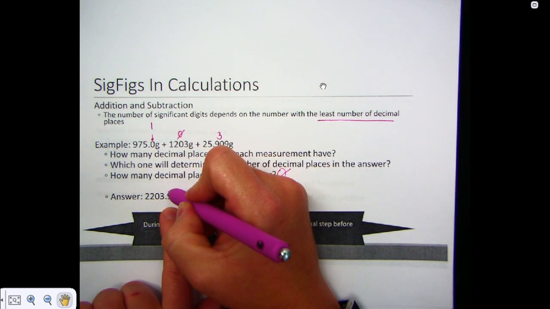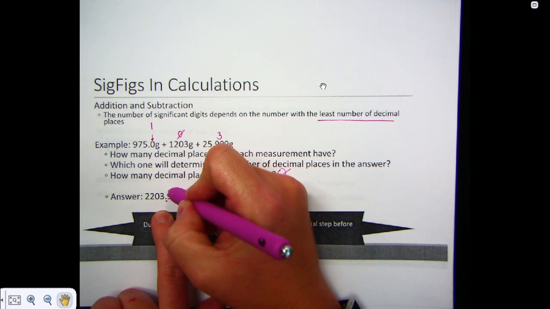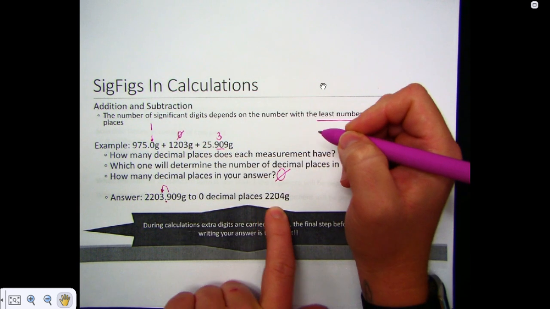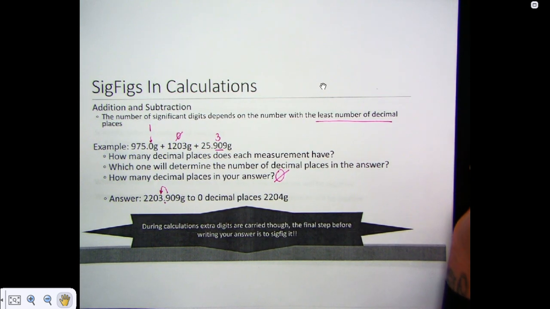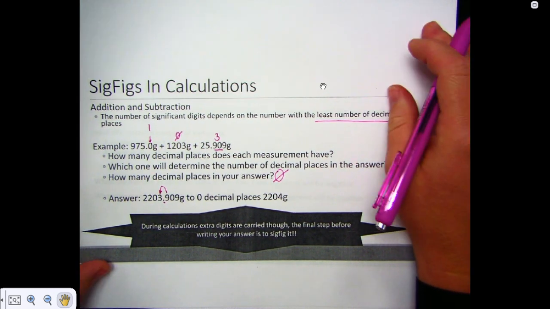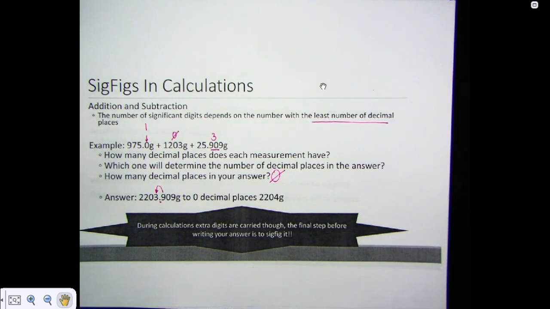And I'm just going to round if necessary. So the 9 obviously is going to round this up. 2204 is my answer. We carry all the extra digits. The very last thing we do is do our sig figs. Okay, so let's do some examples with addition and subtraction now.